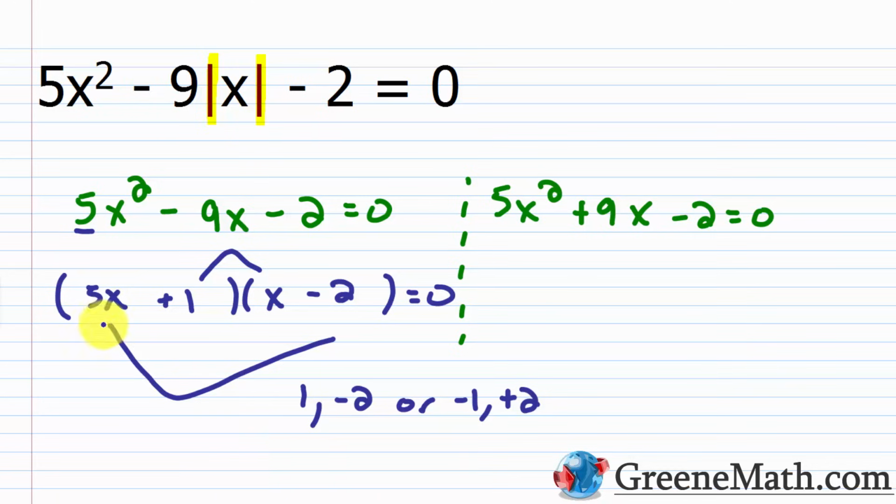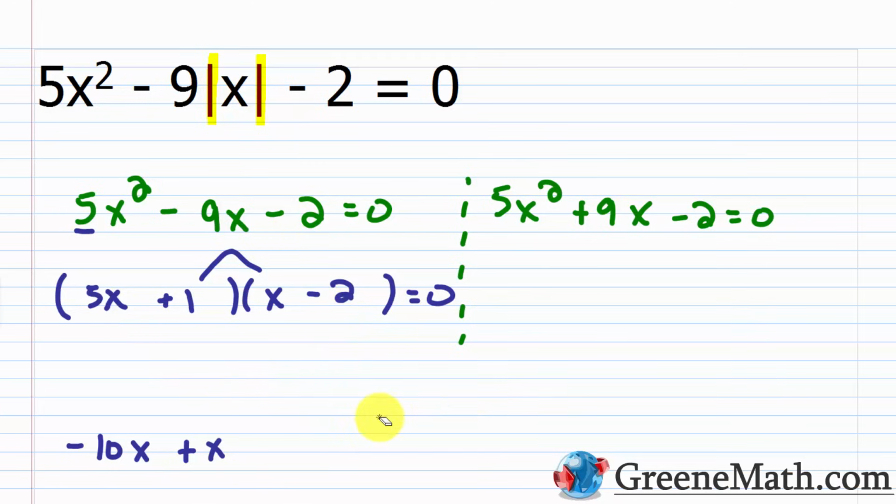So let's say I put my negative 2 here and my positive 1 here. Would that work? So in this case, 5x times negative 2 would give me negative 10x. And then 1 times x would be plus x. So this does work itself out. Negative 10x plus x would be negative 9x. And then if you think about 1 times negative 2, of course, that's negative 2. So this is our correct factorization here. And now we can just solve this pretty easily.